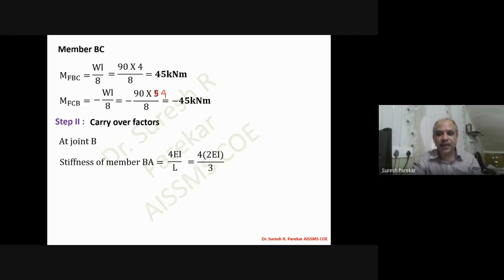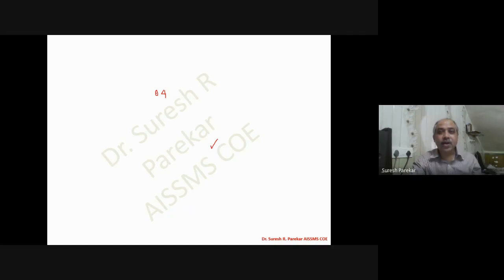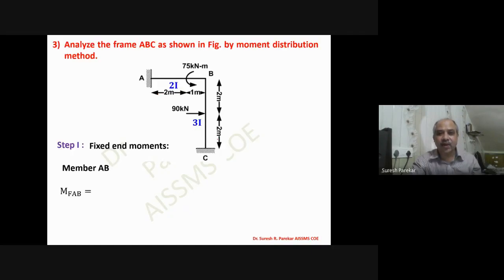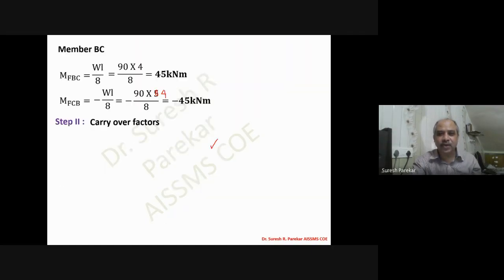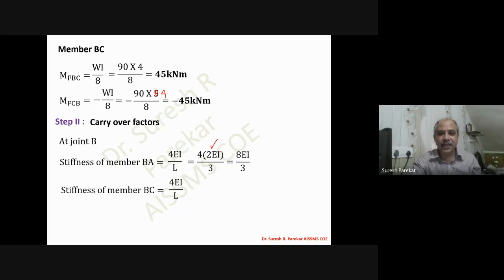So 4EI upon L. But now this is most important. We have to take care of change in EI. So I will again show you EI. To AB we have 2I, and for BC we have 3I. That is most important in examination. You have to keep in mind this part. Then we have stiffness of member BC 4EI upon L, and for EI here you have to keep in mind 3I.